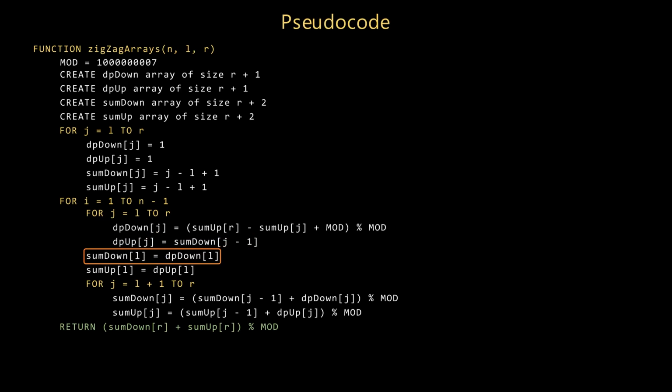Copy the leftmost valley count into the refreshed prefix at L. Copy the leftmost peak count into the refreshed prefix at L. Sweep right to fold the new counts into running prefix totals. Each valley prefix slot adds the fresh dp_down count on top of the prior total. Each peak prefix slot adds the fresh dp_up count on top of the prior total. Return the sum of both prefix totals at height R, reduced modulo mod.